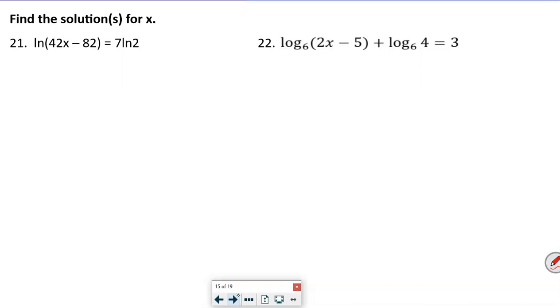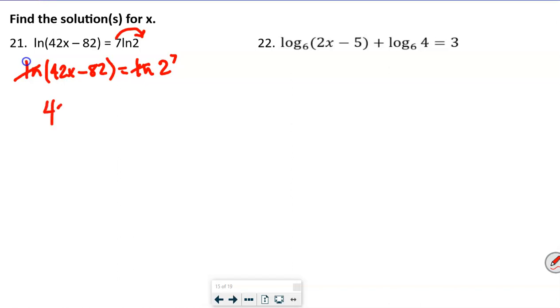All right, so this one, again, I've got ln of 42x minus 82. I'm going to condense this by putting that over there. So that's going to be ln of 2 to the 7th. So now these ln's, because they're on either side, I can cancel them out because I could take them to the e power, but if they're both on each side, then I know that these have to be equal to each other. So that's going to be, I think that was 128, right?